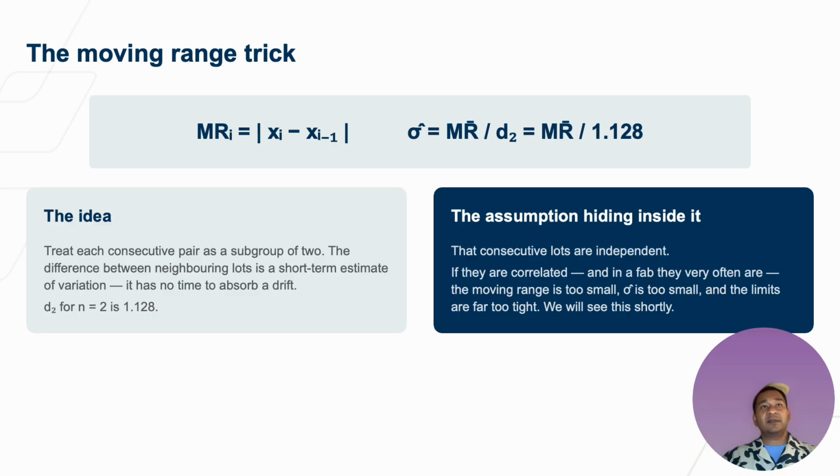Now the caveat, the flag is hard. But look at the assumption hiding in there. Consecutive lots must be independent. If they are correlated, and in the fab they often are, the moving range is systematically too small, sigma hat is too small, and the limits come out far too tight. We'll see what that looks like in a few slides, and it is dramatic.